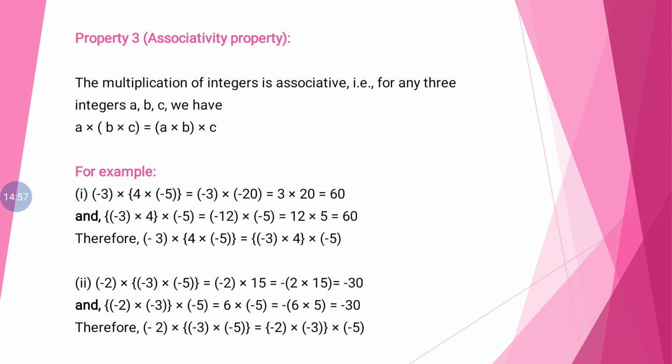So the left hand side and right hand side are equal. Both the terms are equal. It is the closure property of multiplication. It is applicable for the properties of multiplication.